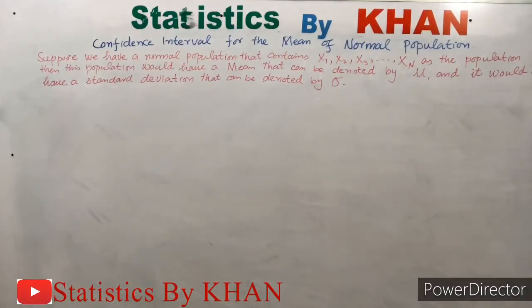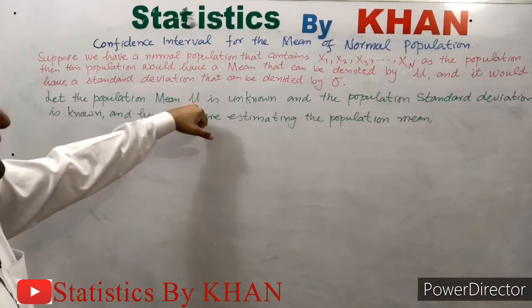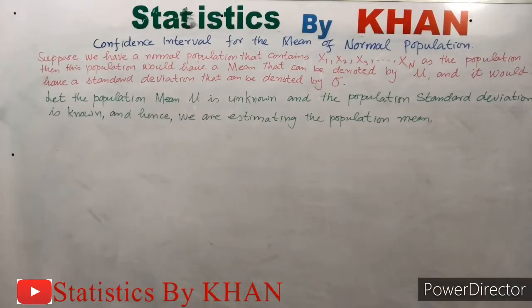What do we next assume? Let the population mean mu be unknown and the population standard deviation sigma be known, and hence we are estimating the population mean. As we are constructing a confidence interval for the mean of normal population, the population mean must be unknown. In that case we can construct a confidence interval for it.